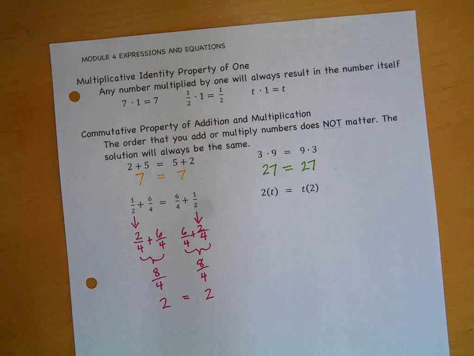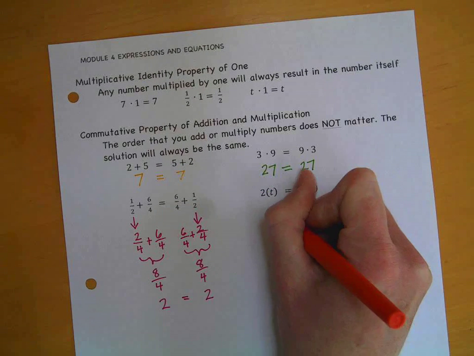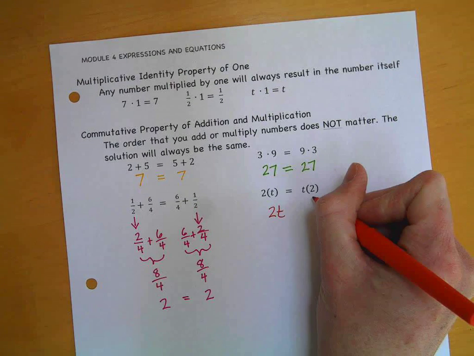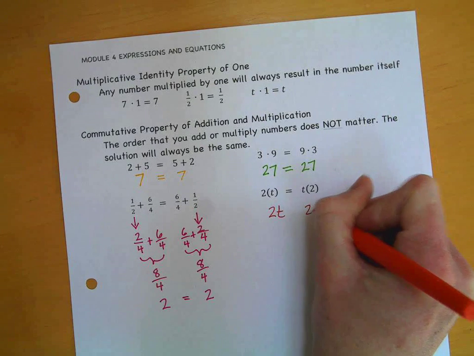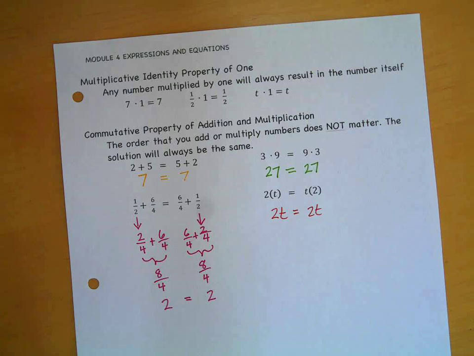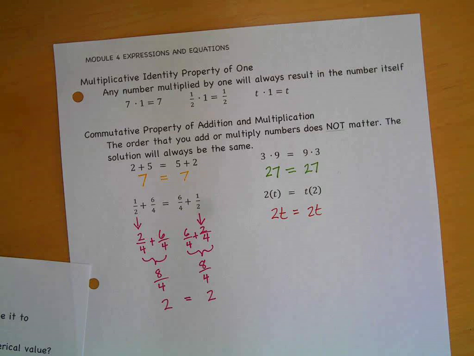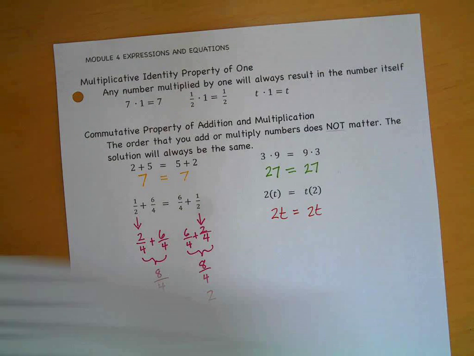Again, looking at one more example, if you take 2 times t, you get 2t. And if you take t times 2, you would still get 2t, and so you see that your result is exactly the same. In today's lesson, we did a whole bunch of vocabulary words.